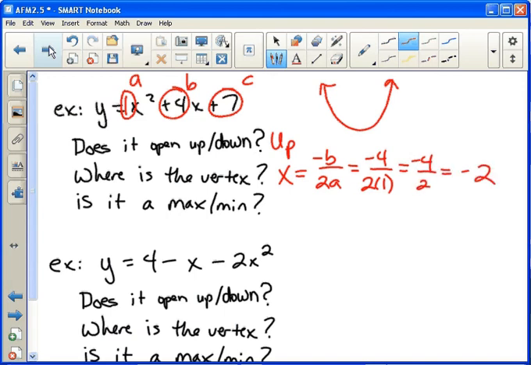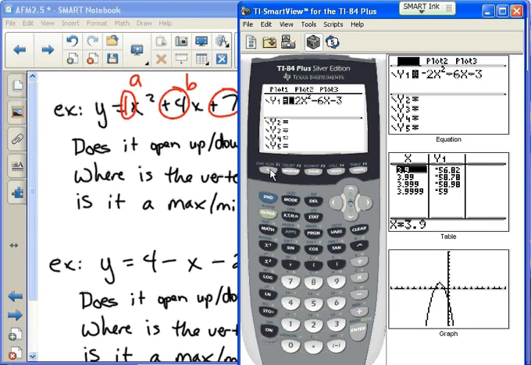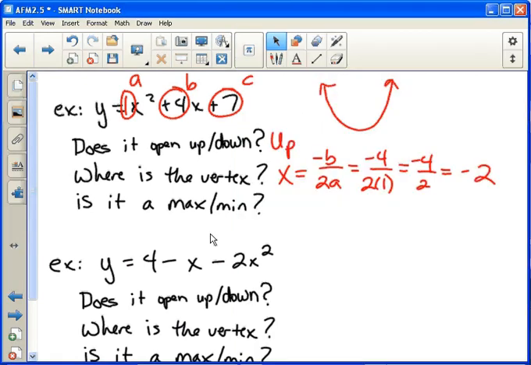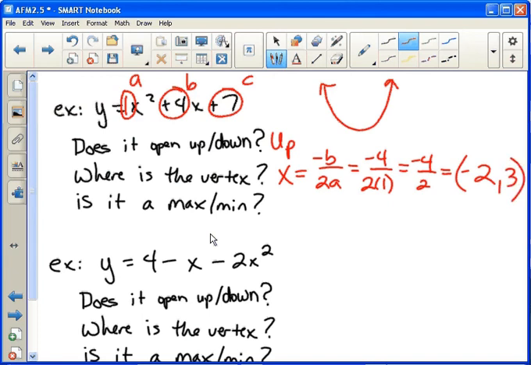Now if I want to know my y value, probably the simplest way to do this is to just plug it in. Y equals x squared plus 4x plus 7, and then go to my table, because my table will let me plug in whatever number I want. So I need to plug in -2, and I see that I get the point -2, 3. So my vertex would be at the point -2, 3. Again, I got the y value, the 3, by plugging -2 in for all the x's and solving.